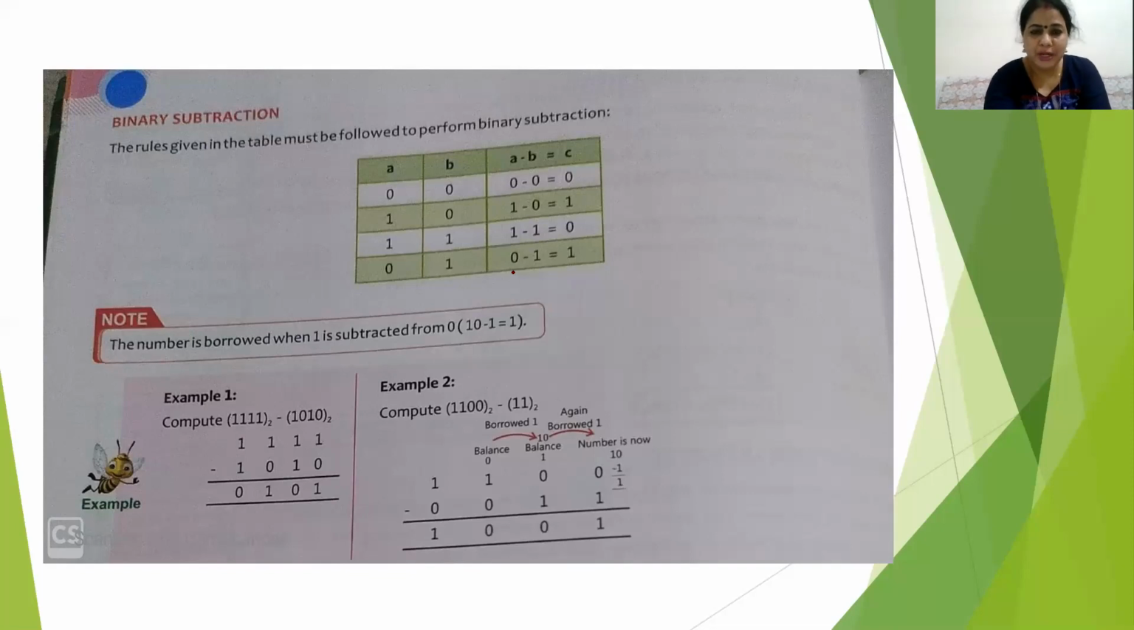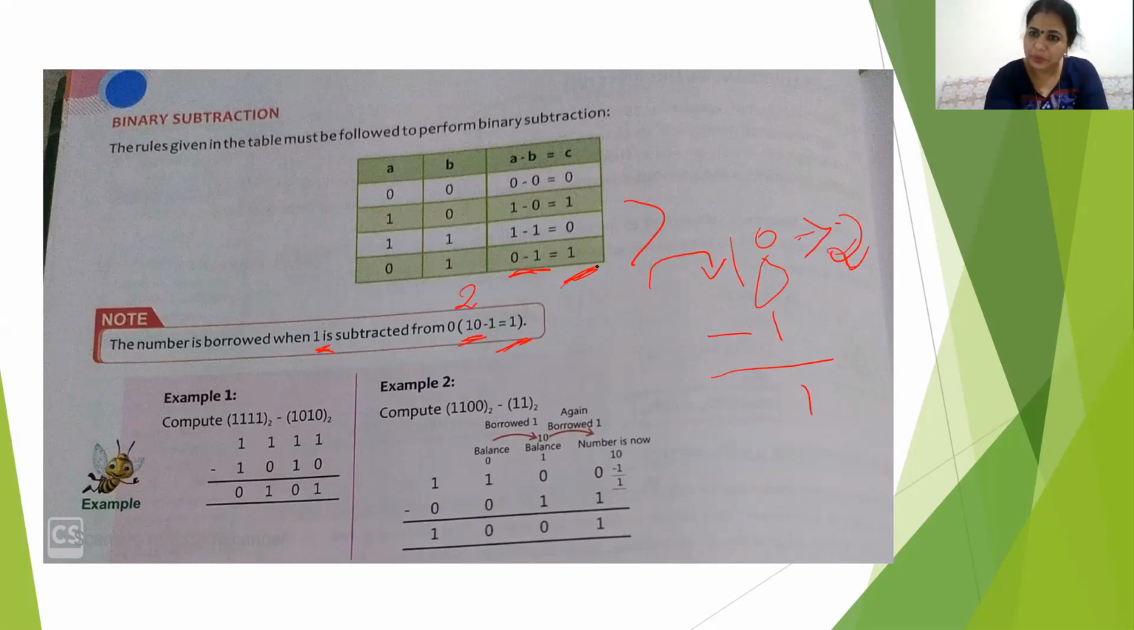But 0 minus 1 is given as 1. How does this happen? Okay, there is a question of how it is happening like this. You just see, a number is borrowed when 1 is subtracted from 0, that is 1, and then it will be 10. 10 is nothing but 2. 2 minus 1, that is 1. If I have 0 and you have to subtract 1, then we have to borrow a 1, so it becomes 10. So 10 is nothing but 2, and 2 minus 1 is 1. Okay, so that's where we are getting 1.